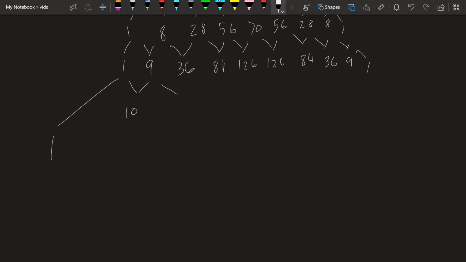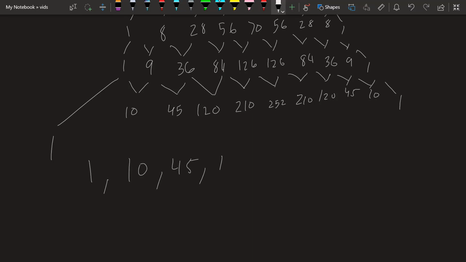This is 10. This is 45. This is 36 plus 84, 120. This is 126 plus 84, which is 210. This is 252. I have 84 plus 126, which is 210. We have 84 and 36, which is 120. Then we have 45. Then we have 10. Then we have 1, right? So our coefficients are 1, 10, 45, 120, 210, 252.